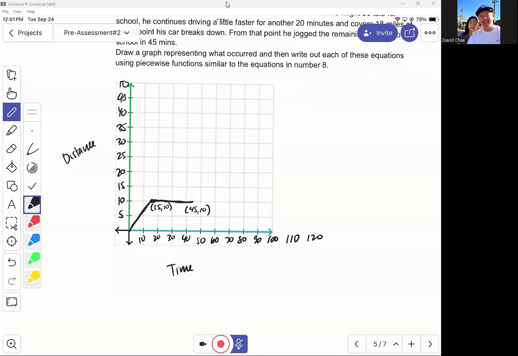Then what happens? Drives a little faster. 20 minutes covers 18 miles. So after the next 20 minutes, we're at the 28-mile mark, right? So that's 65 and what? 28. You guys see that?